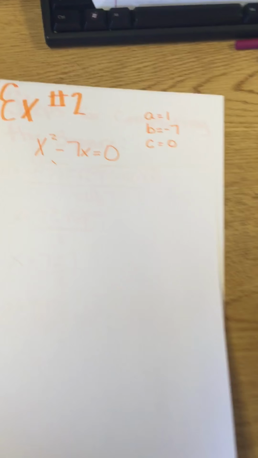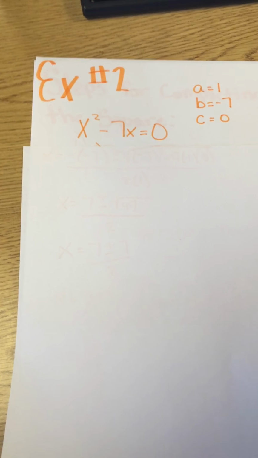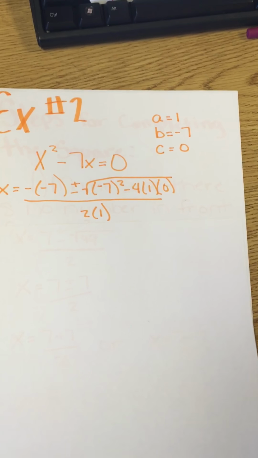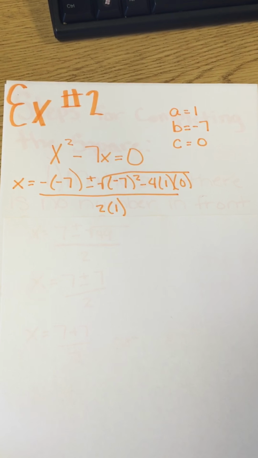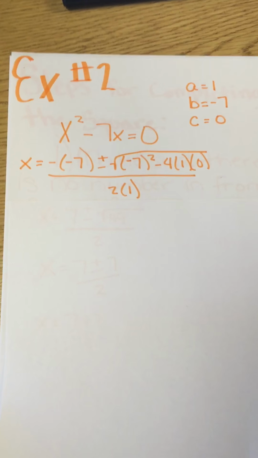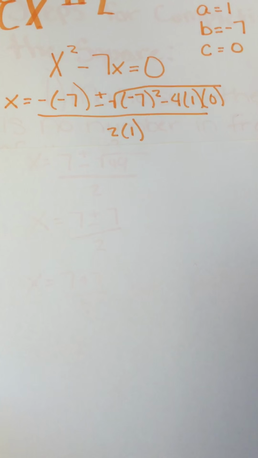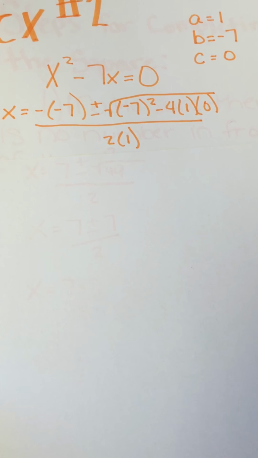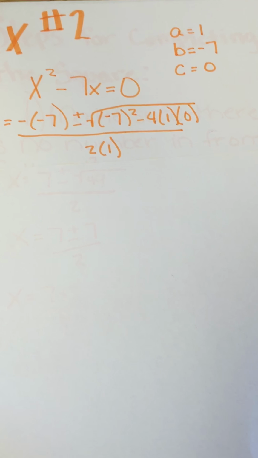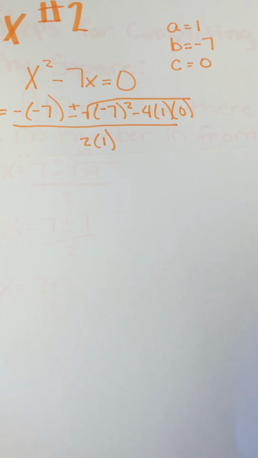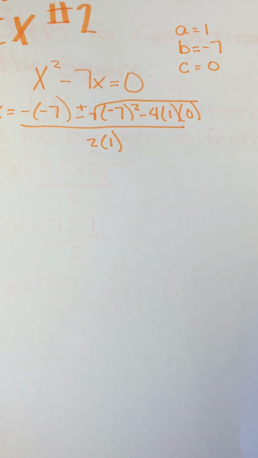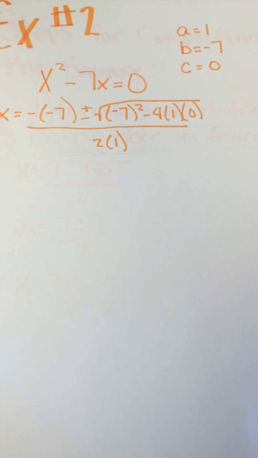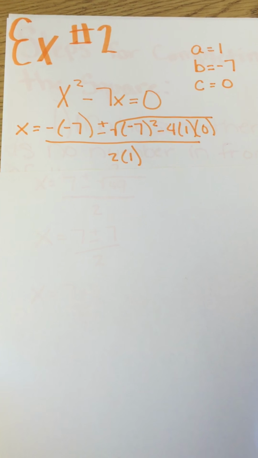Example number 2, x squared minus 7x equals 0. The a is 1, the b is negative 7, the c is 0. When you plug in, you should get x equals the opposite of negative 7 plus or minus the radical of negative 7 squared minus 4 times 1 times 0, all over 2 times 1.